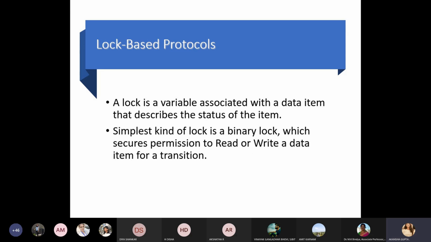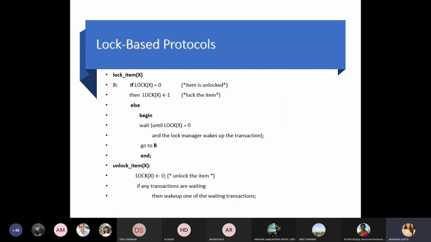A lock is a variable associated with a data item that describes the status of the item. The simplest kind of lock is a binary lock, which secures permission to read or write a data item for a transaction. So a binary lock can have two states, that is locked and unlocked, which we call 1 or 0 for simplicity. So a distinct lock is associated with each data item X. So here, if the value of the lock on X is 1, the item cannot be accessed by the database operation that requests the item.